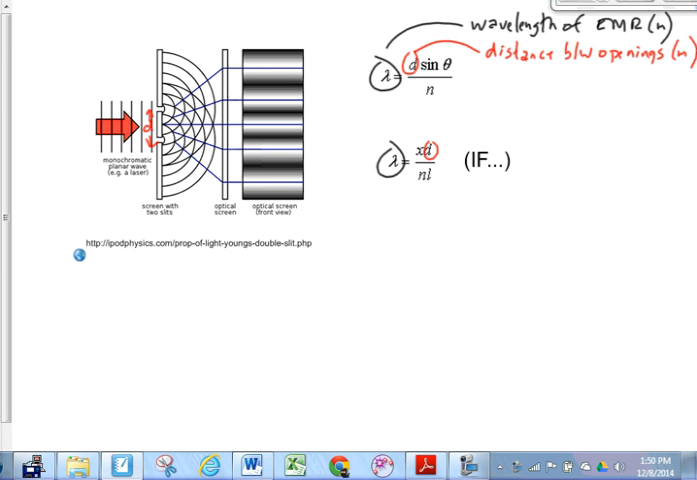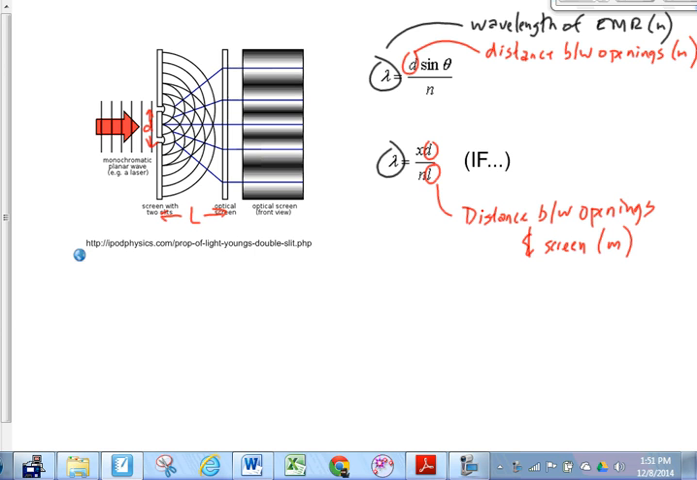Next one I'm going to identify as L. Even though it only appears in one equation, it's a relatively easy variable to identify. It is the distance between the slits or the openings and the screen. And that's going to be measured in meters as well.